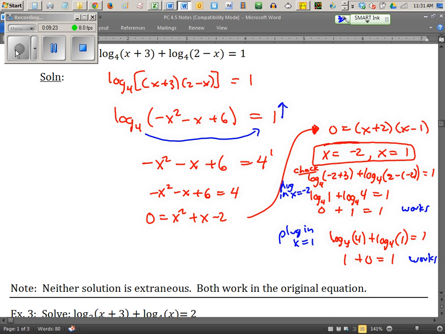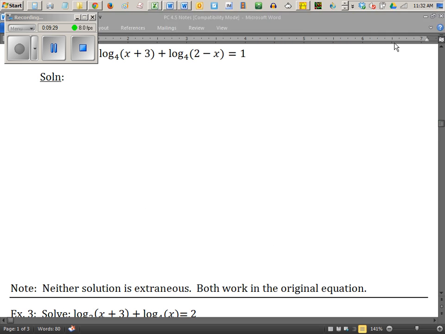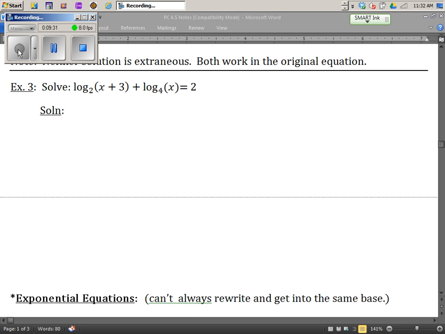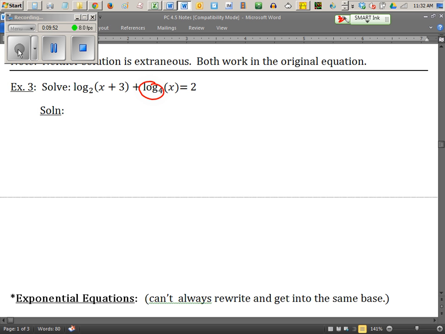Okay, let's go on to the third example. Can I erase the ink? Okay, so for the third example, you'll notice I would like to join these 2 logs together like I did on example 2, but I have 2 different bases. So that's not going to work out too good. So what I need to do is rewrite these so they have the same base. Okay, so what I'm going to do is I'm going to go ahead and change this to a log base 2. So here's how we do that.